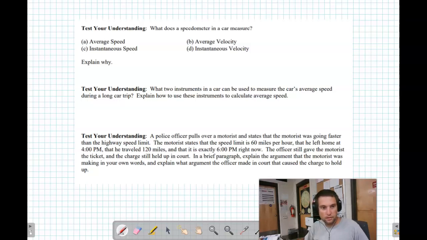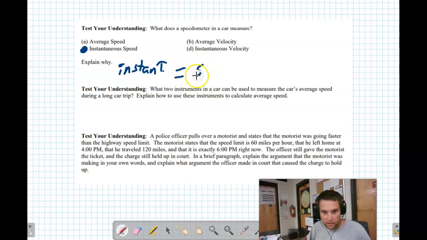On to the next. What does a speedometer in a car measure? Well, if you were listening, that's going to be your instantaneous speed. And why is that? Because instantaneous, which I am going to abbreviate, is instant. So by abbreviating that, hopefully you can see that that is your instant speed. Speed at a specific time.